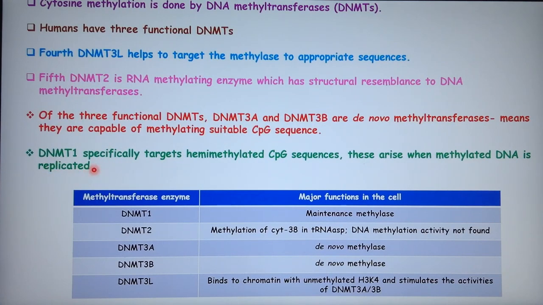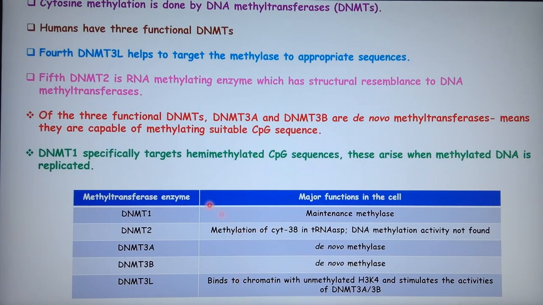And DNMT1 specifically targets hemimethylated CpG sequences. We shall see this also during DNA replication. DNMT1 helps in resuming the methylated signatures of CpG islands, and it is functional when DNA is replicated, and this arises when methylated DNA is replicated.